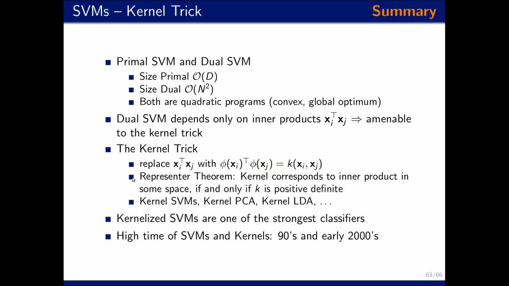And the key theorem here is essentially that a kernel corresponds to such an inner product in some feature space if and only if K is positive definite. So if we summarize all these kernel evaluations of all the samples in a matrix, then this matrix is positive definite. And we can kernelize SVMs.